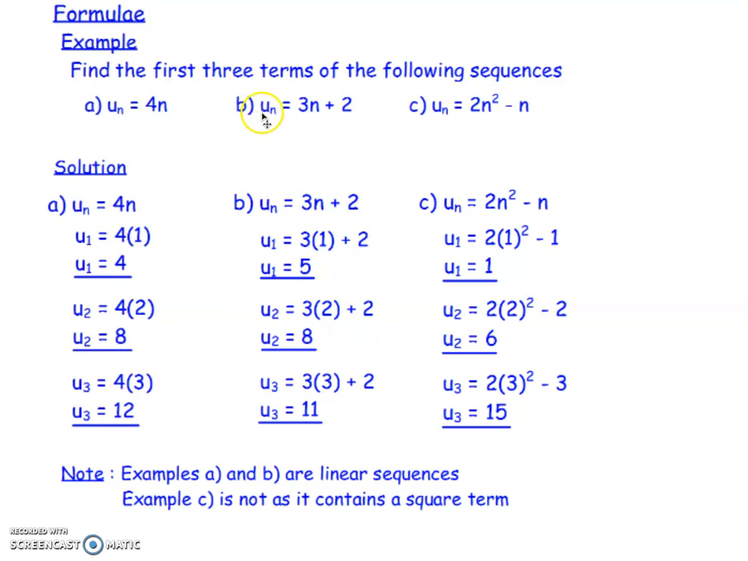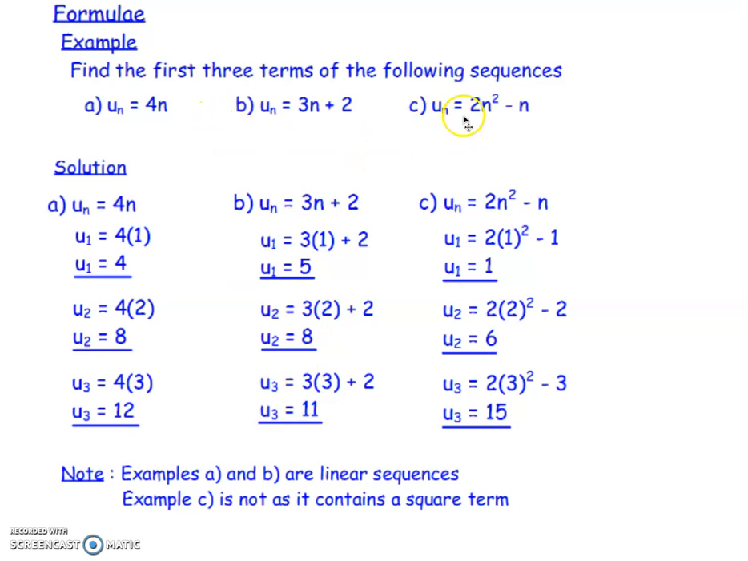For b, Un equals 3n plus 2. If I want the first term, U1, I substitute 1 in: 3 times 1 plus 2, which is 5. If I want U2, U2 equals 3 times 2 plus 2, and that equals 8. U3 equals 3 times 3 plus 2, which is 11. And that's essentially what's happening in these sequences.